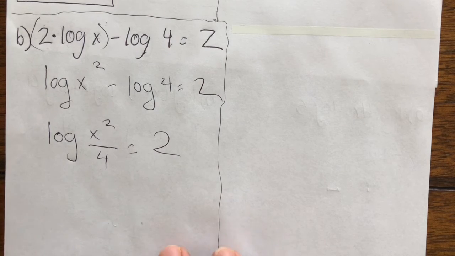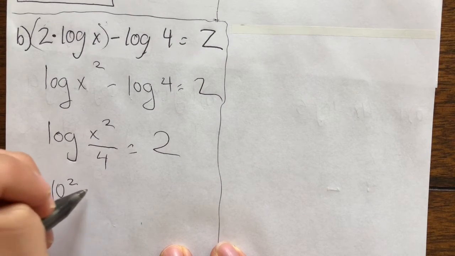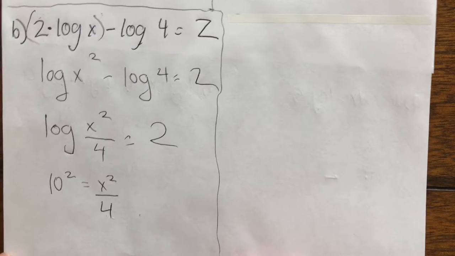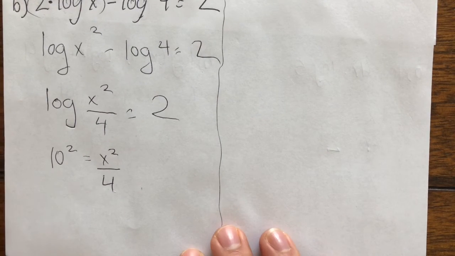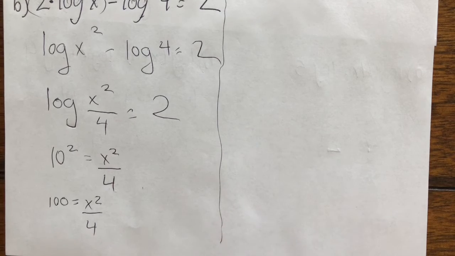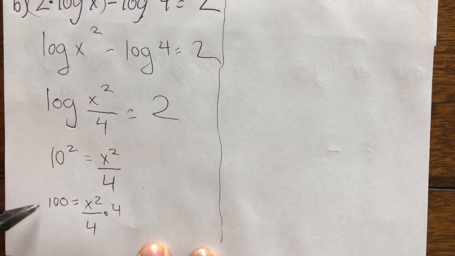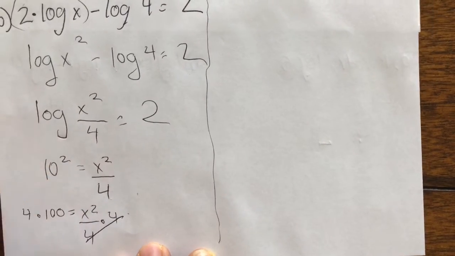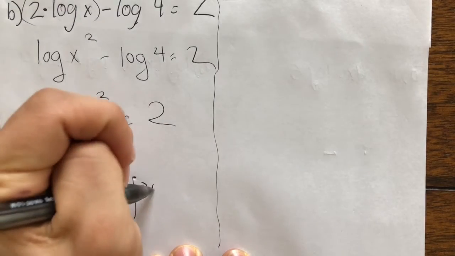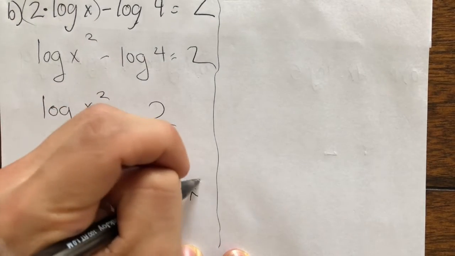So yet again, this is a common log. We would have 10 to the second power equals x squared over 4. If I evaluate 10 to the second, I'm going to get 100 equals x squared divided by 4. Now I want to try to get x by itself. I have to do the opposite of dividing by 4, which is multiplying. So I multiply both sides by 4. I have 400 equals x squared.